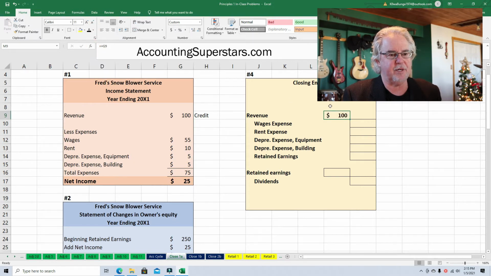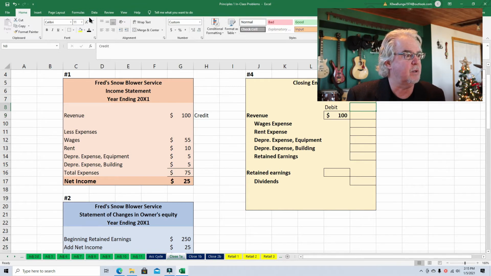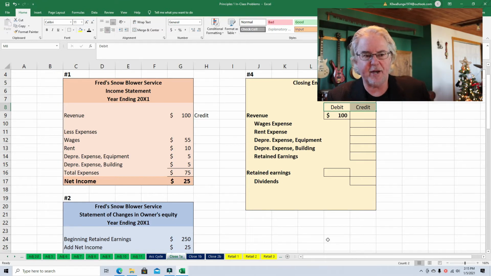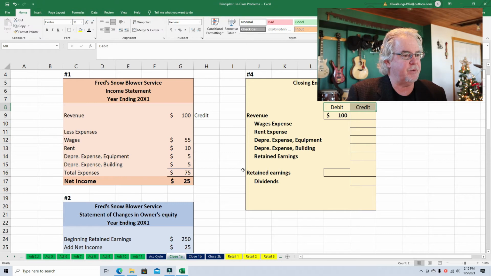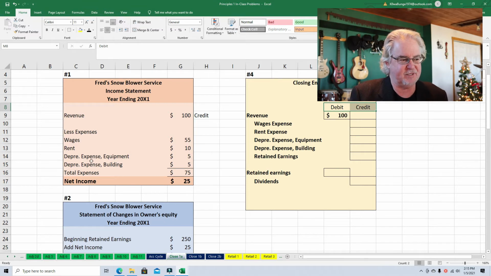In fact, it wouldn't hurt here just to write up above, say debit and credit. So that way you know what these columns mean. All right. There we are, debit and credit. Now, all these expenses here, like wages expense and rent expense and depreciation expense. Looks like I've got depreciation expense listed twice for some reason. So here we go.